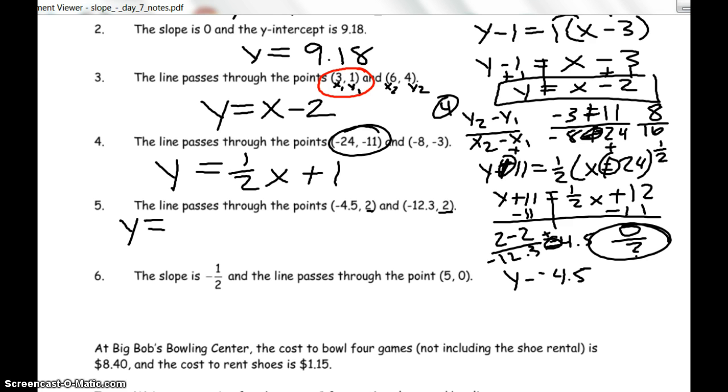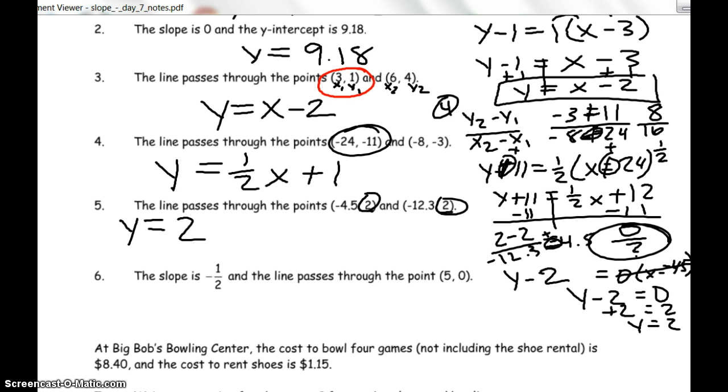And it's equal to 0 times x minus negative 4.5. I did that backwards. Y1 was 2. So it's y minus 2 is equal to 0 times the following. So that cancels out and we'll get y minus 2 is equal to 0. We add 2 on both sides. We get y is equal to 2, which we can see right here. Both of our points have a 2 as the y value.